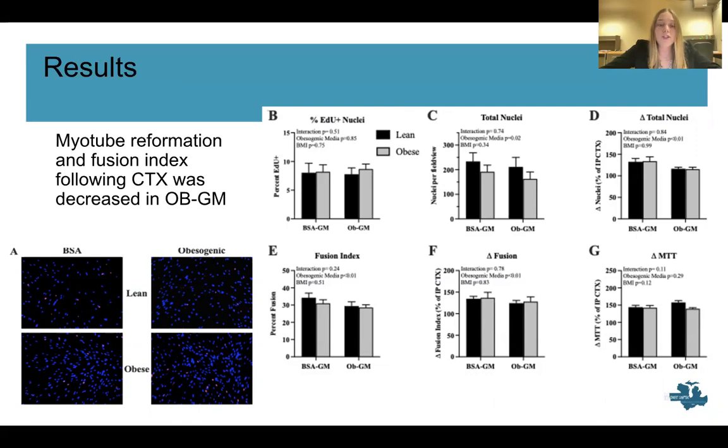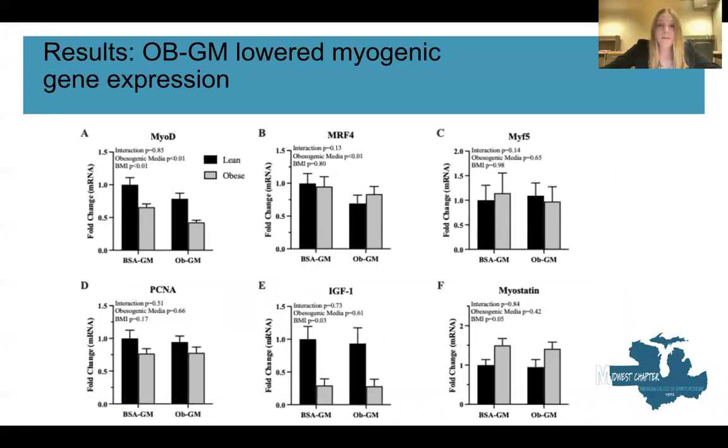Additionally, myotubes that reformed in OBGM had a fusion index of 26%, whereas the fusion index of myotubes that recovered in BSA-GM was 35%, thus showing that differentiation of myotubes was lower in OBGM. Additionally, there was no difference in cell viability. OBGM also lowered the myogenic gene expression.